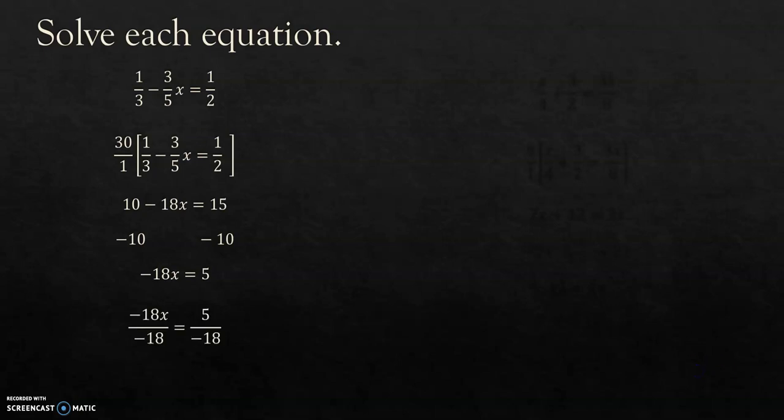Divide by -18 on both sides. x equals 5 over -18. You could also write it as x equals -5 over 18.